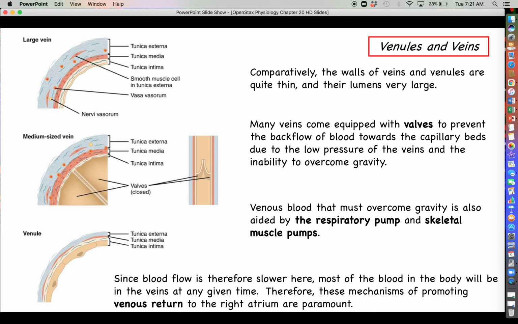So another issue with the veins and the venules is that because the pressure is very low, blood flow tends to be fairly slow here. So as it turns out, a good majority of the total blood supply in the body is going to be in the veins at any given time. So having all these mechanisms that we mentioned above, the valves and the pumps, are absolutely necessary to make sure we are always promoting venous return to the right atrium, because as we're going to see later on, if venous return suffers and we're not doing a good job of returning blood back to the right side of the heart, cardiac output is ultimately going to suffer too, because the end diastolic volume will fall and the stroke volume will fall as well.